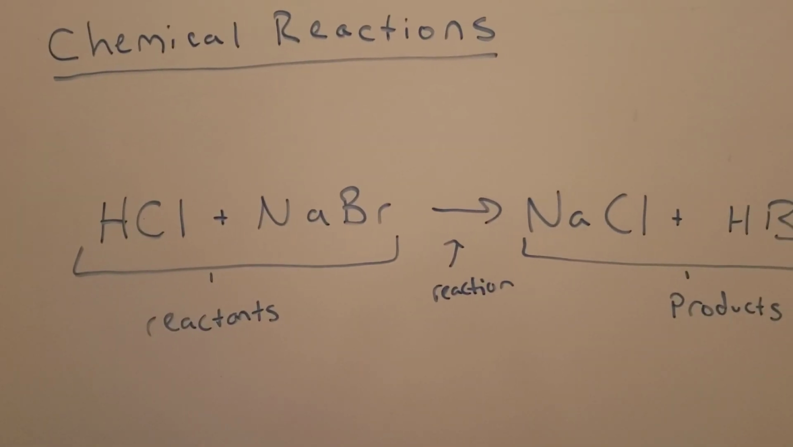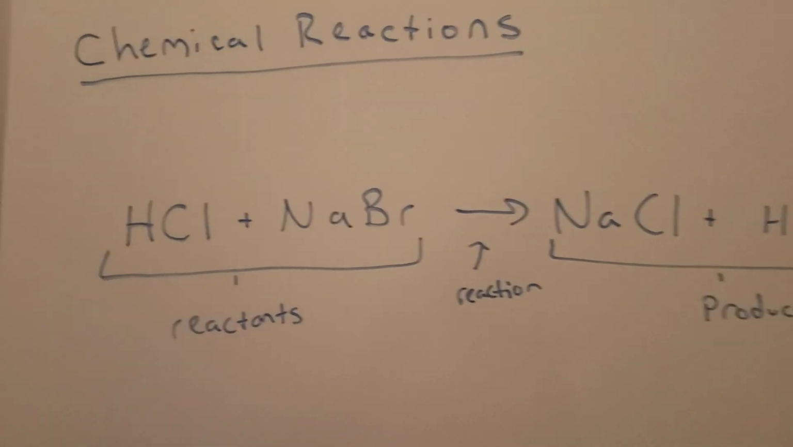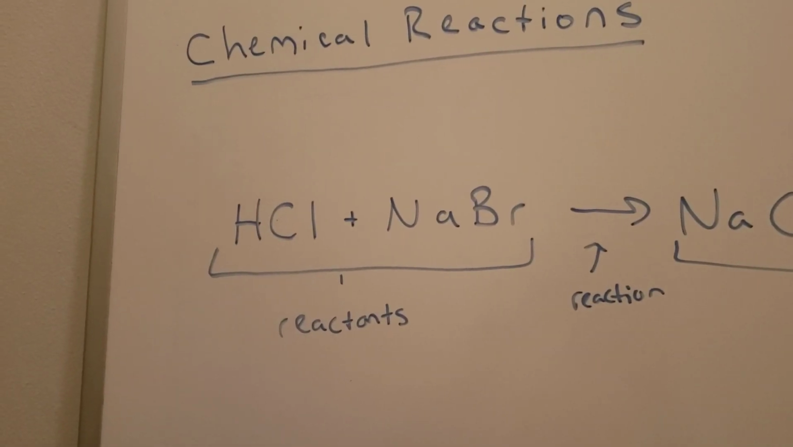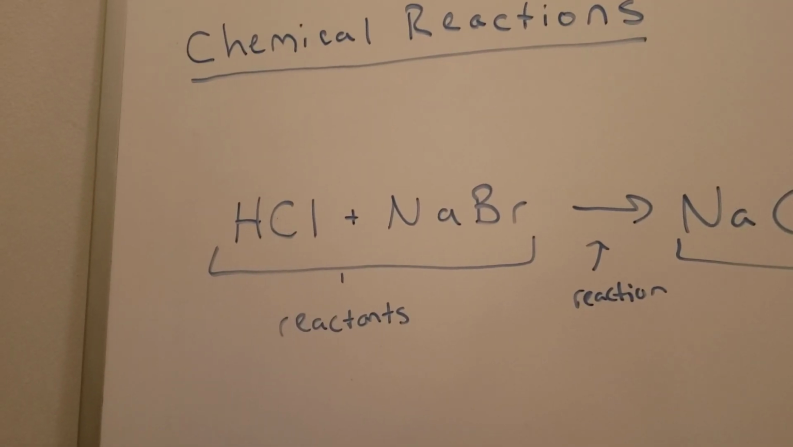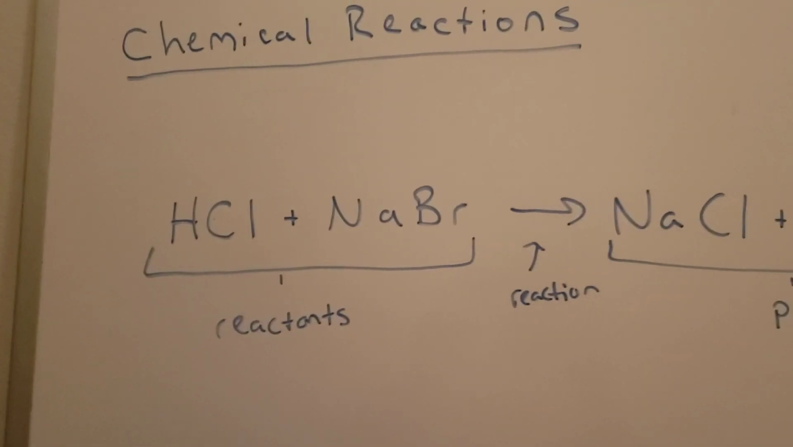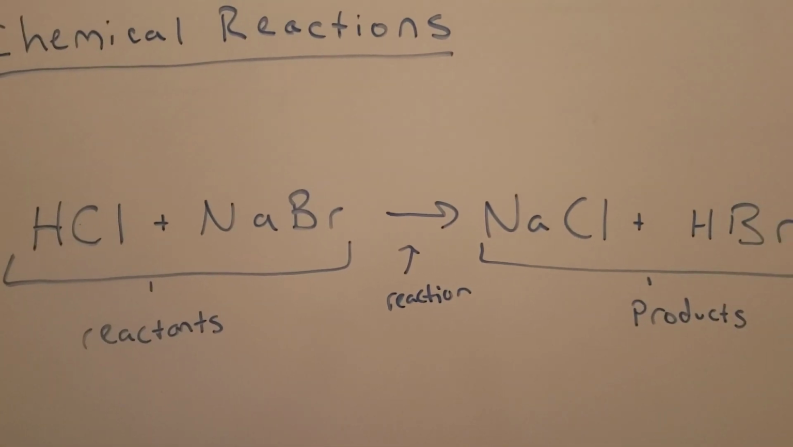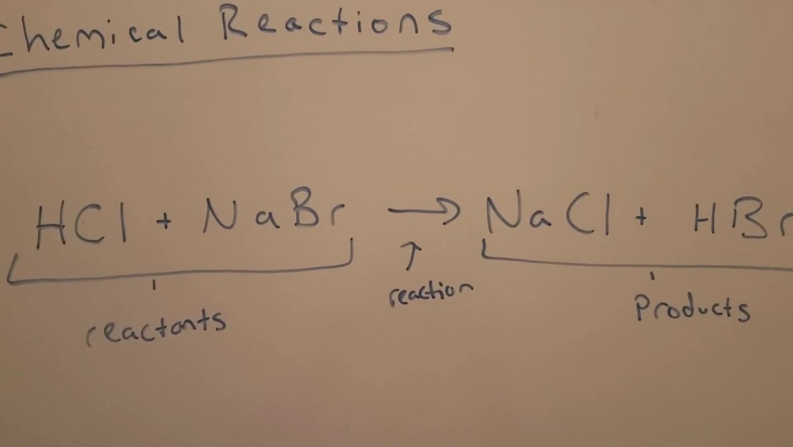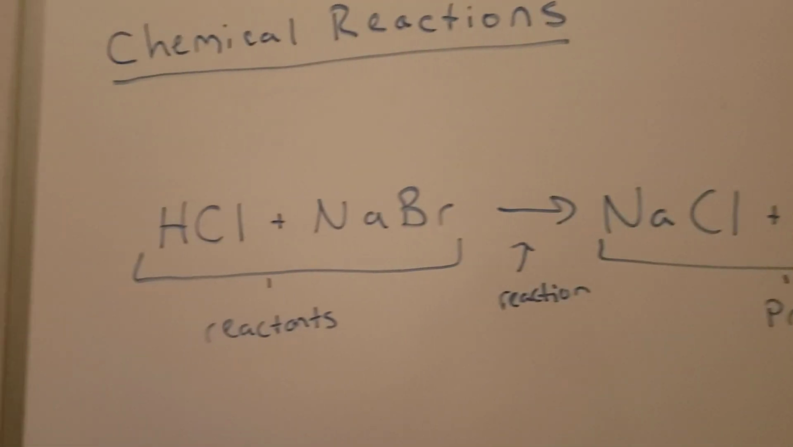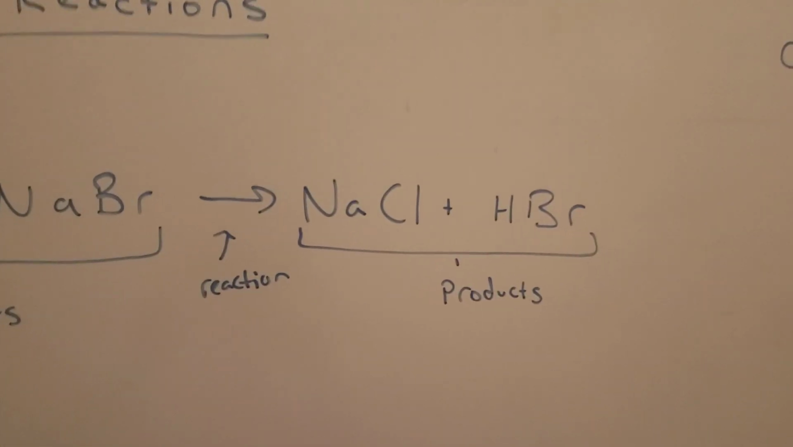So this is how a chemical equation is written. On the left side, there's always reactants. Those are the things that you're going to start off with. You always separate them by a plus. In the middle, you have an arrow because that signifies that there's a reaction taking place. You're going from the reactants over to the right side, which is the products.